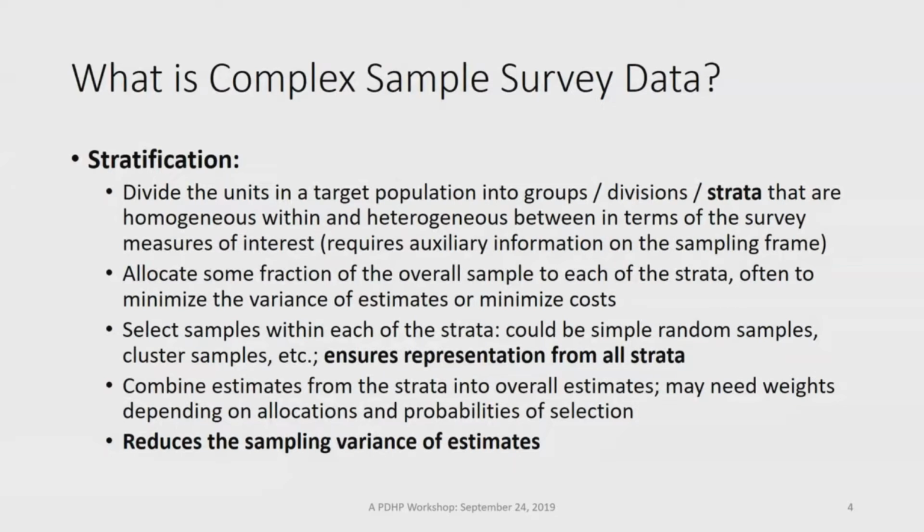It's got many positive design features, but as a secondary analyst, we want to make sure to account for it when we estimate our variances. Okay? So we draw these samples from each stratum. Then in estimation, we combine the estimates from the different strata to form overall estimates. And as we just talked about, this is where you may need weights, depending on how much sample was allocated to each of those strata. If there was oversampling or whatever the case may be, weights may reflect different probabilities of selection. And overall, when we account for this stratification in our analysis, again, this reduces the sampling variance of estimates.